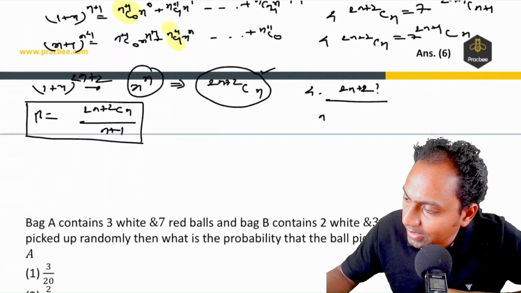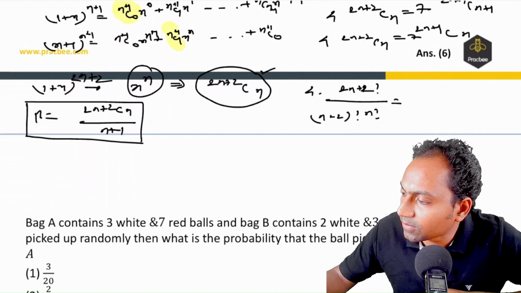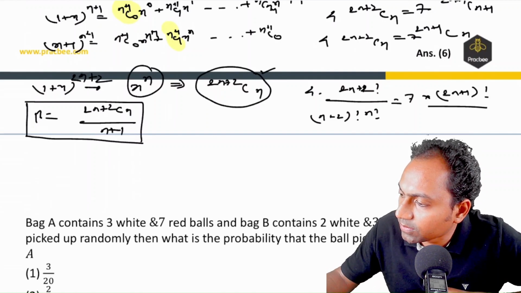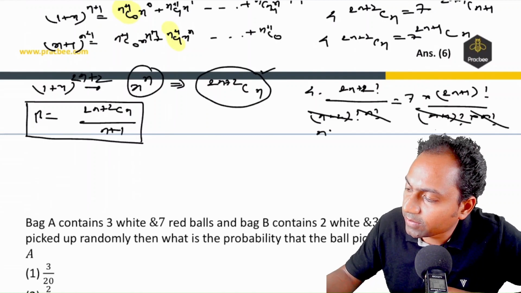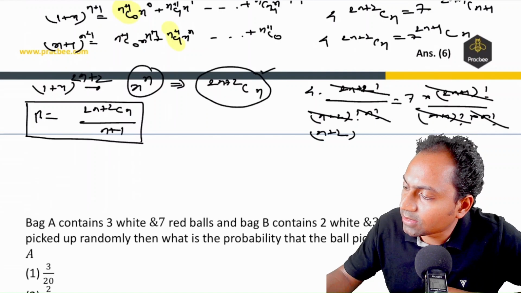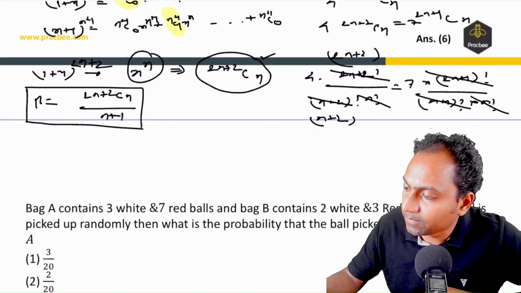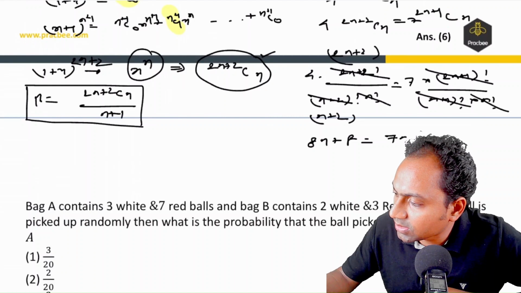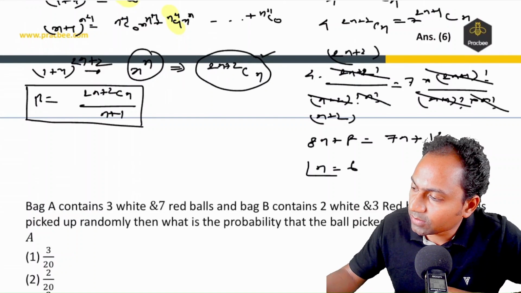This will become nothing but (n+2)! and n!, and this becomes nothing but 7 into (2n+1)! and (n+1)! and into n!. So n! will get cancelled out. This will cancel and become n plus 2. This will cancel and become 2n plus 2. And now you can see that we have got a very simple equation that looks like 8n plus 8 will be equal to 7n plus 14. So the value of n comes out to be nothing but 6.